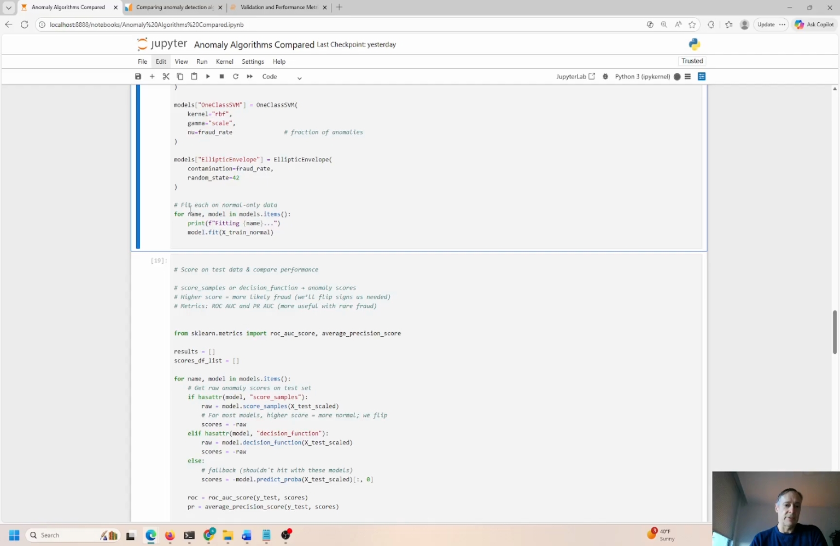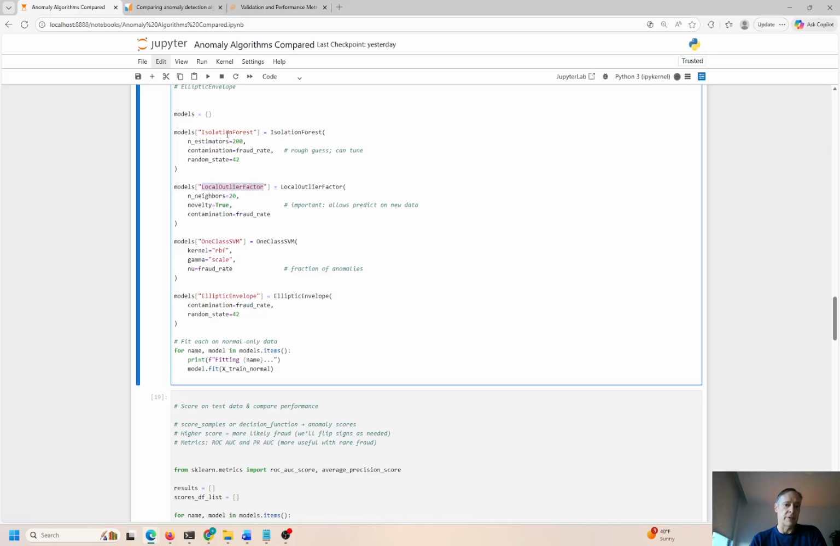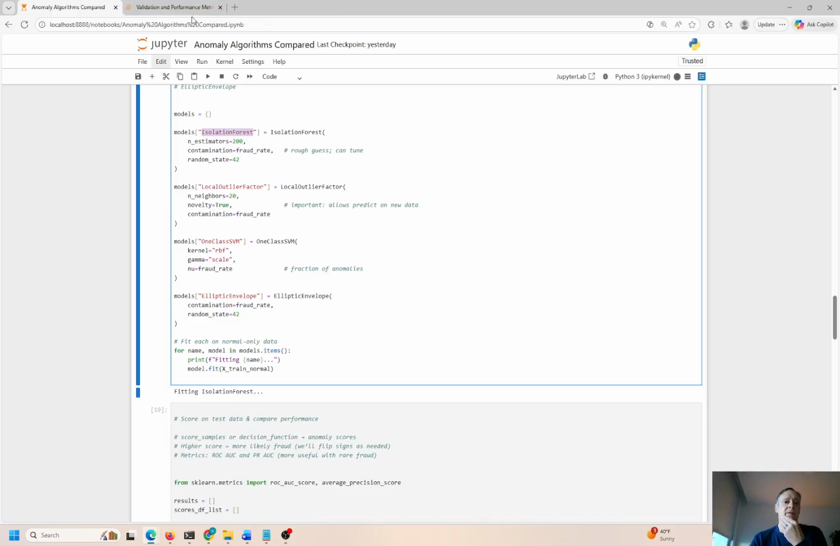Okay, and then I'm going to run a little loop for model in models.items. So these are all the models, and all the items are these four: EllipticEnvelope, OneClassSVM, LocalOutlierFactor, and IsolationForest. And this is running right now. Let's see what the output is. Okay, I'm going to shut that down. I already showed you that one.